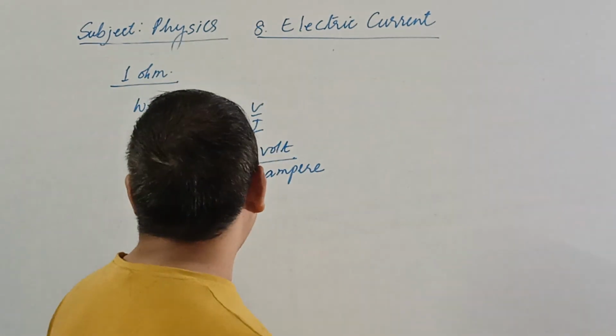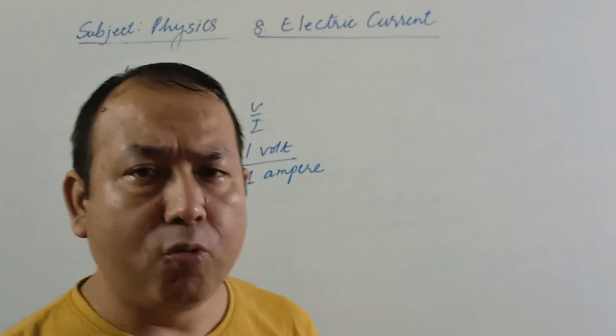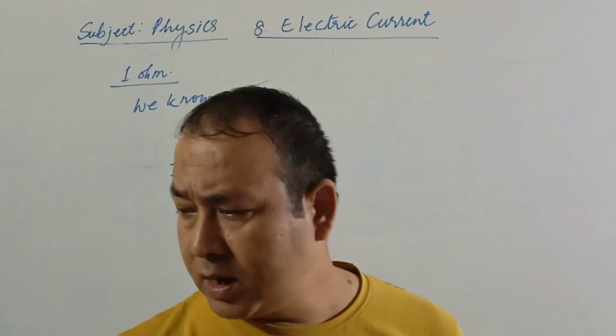Then after that we need to discuss the ohmic conductor and non-ohmic conductor. That we'll do in the next class.